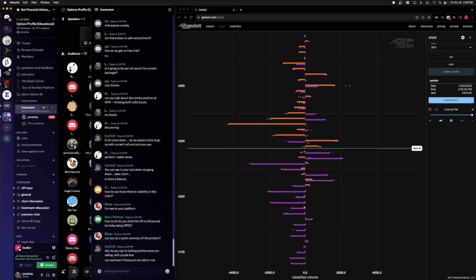Yeah, Session, the whole point of this is that bars to the left are sold and bars to the right are bought. So these puts are sold, these puts are sold, these puts are sold, these puts are bought. That's the whole point of the options profile.